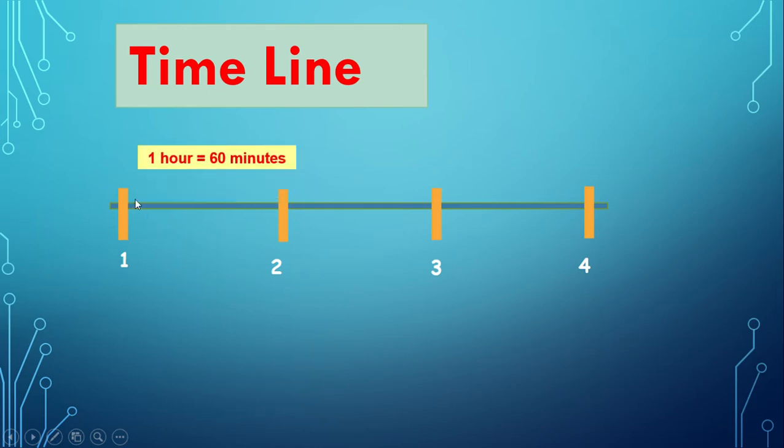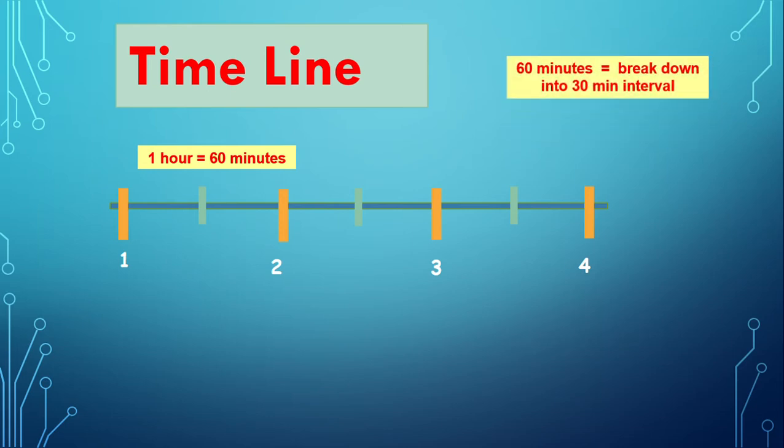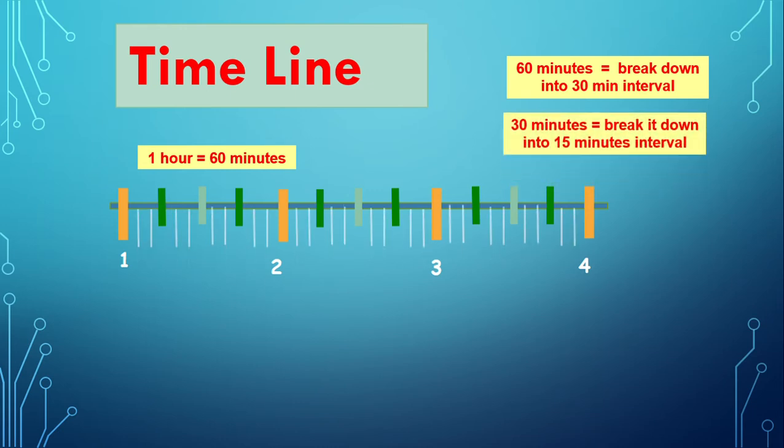But are you going to draw 60 lines over here? No. So we'll break it down into 30 minutes. So this line represents 30 minutes interval or half hours. Same way, we can also break it down further. So we will break it down into 15 minutes or quarter hour segments. Right? Now we can still break this down. Now you can see the white lines there.